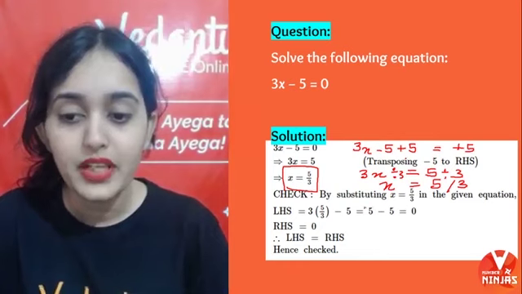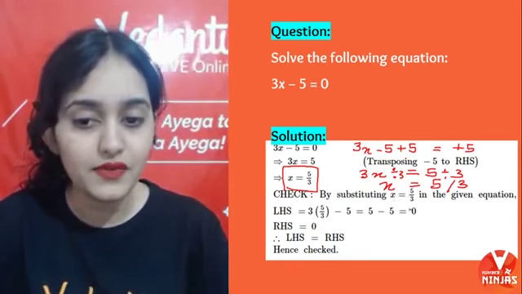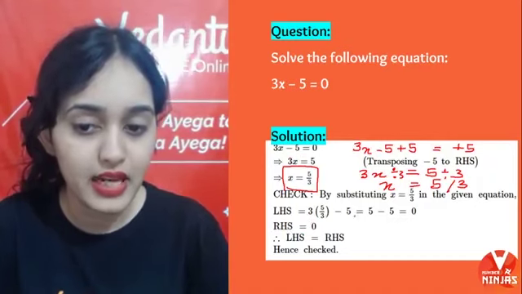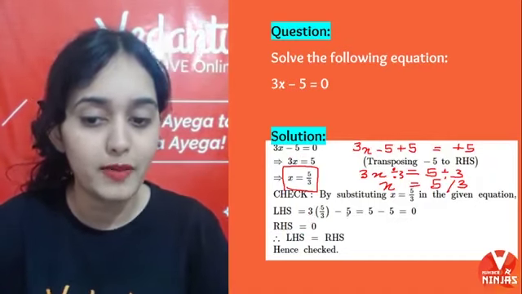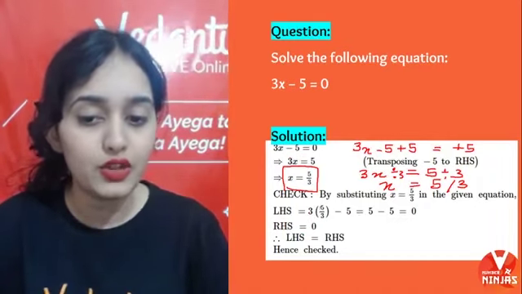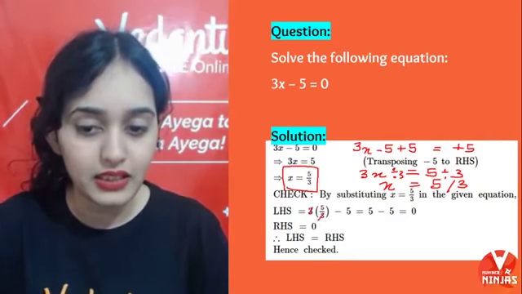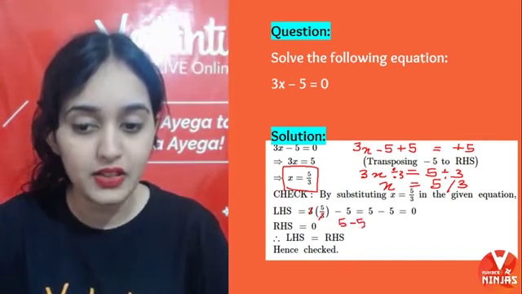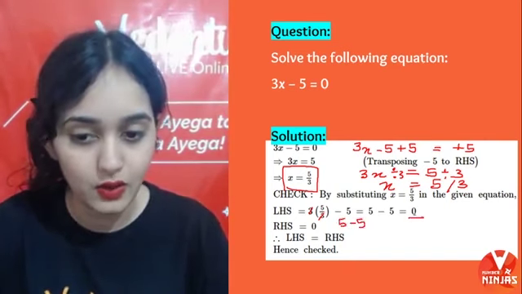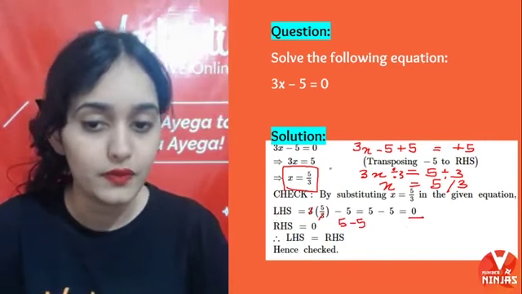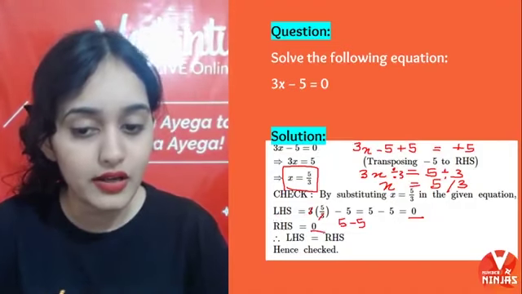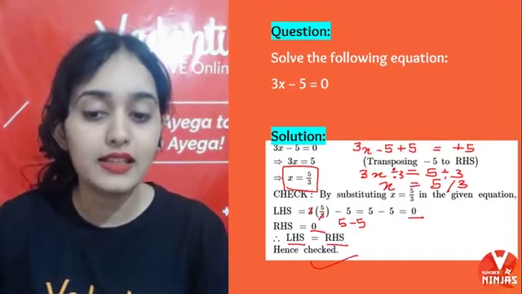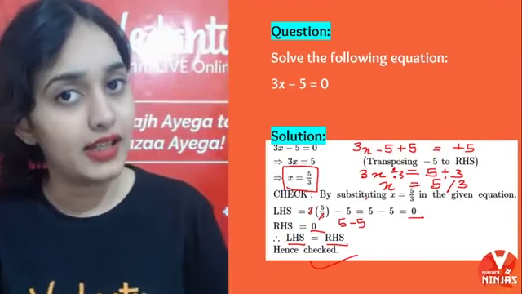So let's do it. So the value of x is 5 by 3. Let's put it on left hand side and right hand side. So left hand side is 3x minus 5. So it will become 3 into 5 by 3 minus 5. Now what is 3 into 5 by 3? 3 ones are 3, 3 ones are 3. 3 got cut. We got 5. 5 minus 5. What is 5 minus 5? 0. So we got LHS as 0. And what is there in the RHS? Already 0. That means what? LHS is equal to RHS. Hence checked that our answer is correct.